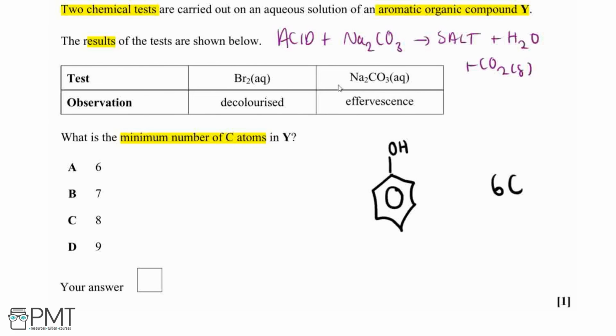Therefore, in order to react with that sodium carbonate, there must be some sort of organic acid on this benzene ring. So we can add in a carboxylic acid functional group, and this adds in an additional carbon here. So we're now up to 7 carbons. Therefore, our answer must be B, 7 carbons, because we're looking for that minimum number overall.